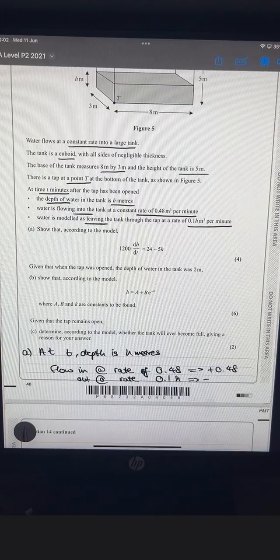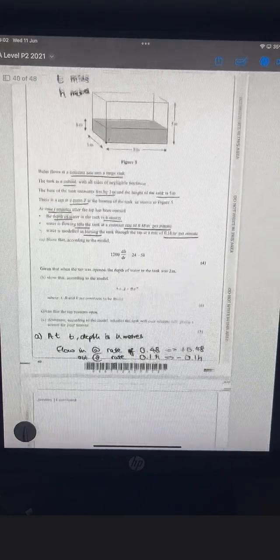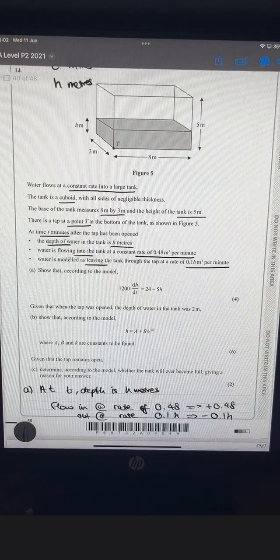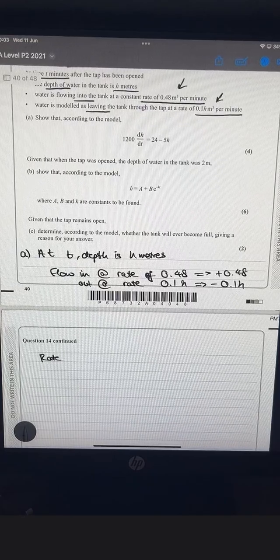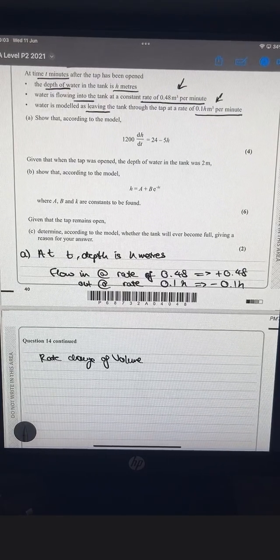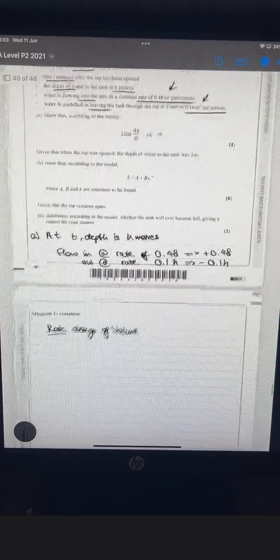So the rate of change of the volume of water, because they're telling me water is flowing in meters cubed. So that is the rate of change in volume. How do I represent a rate of change? Anytime you just see the word rate, it's dV, d something over dt. So here's dV over dt.